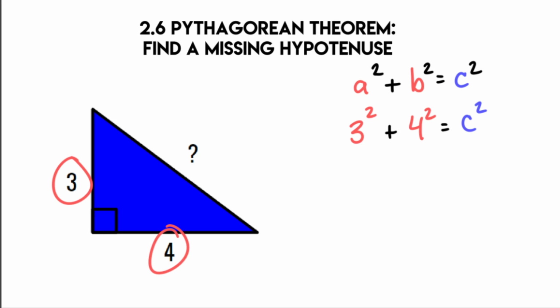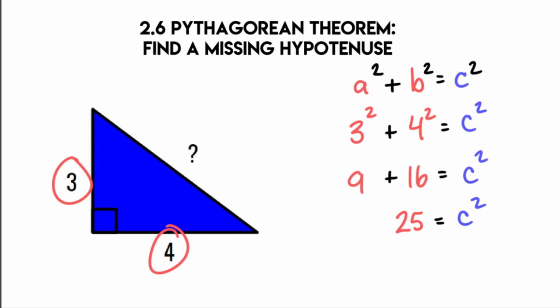Now I can simplify these two. 3 squared is going to be 9. 4 squared is going to give me 16. And once again, I can't do anything with my c squared because it's still a variable. So that's still c squared. 9 plus 16 simplifies out to be 25, is equal to, still nothing happening with that c squared. So we have 25 is equal to c squared.